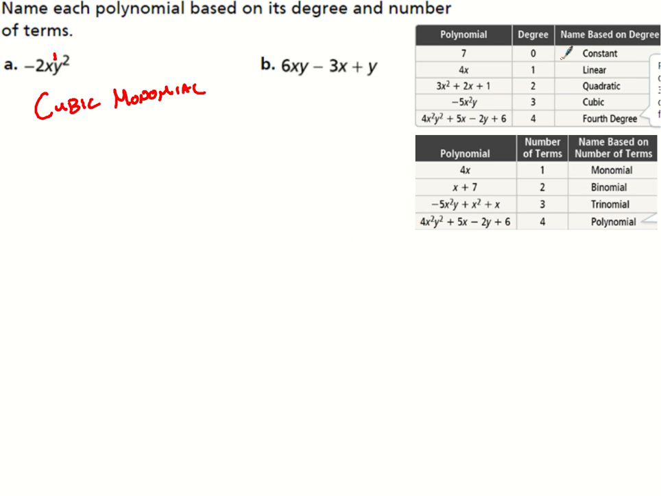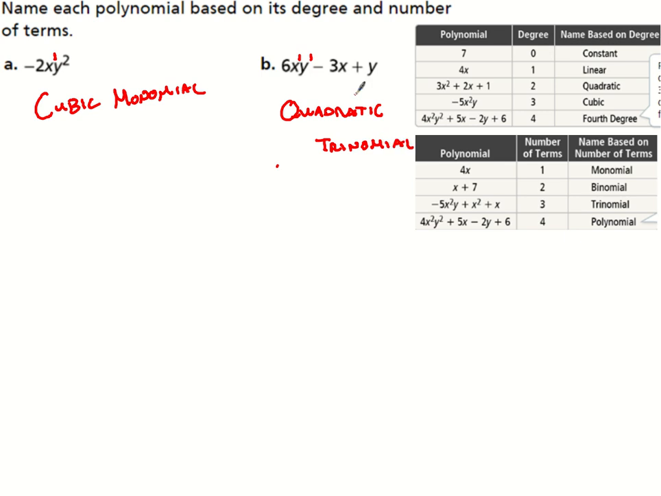So the special names are constant, linear, quadratic, cubic, and then after that it's just 4th degree, 5th degree, 6th degree. Then based on how many terms there are: a single term is a monomial, anything with 2 terms is considered a binomial, anything with 3 terms is a trinomial, and anything with 4 or more terms is a polynomial. So this would be a cubic monomial. For this one right here, if I wanted to name it, I have to figure out what the degree is. 1 plus 1 is 2, so this is quadratic. And there's 1, 2, 3 terms, so it's a quadratic trinomial.